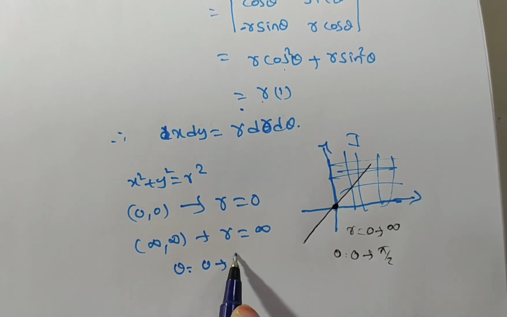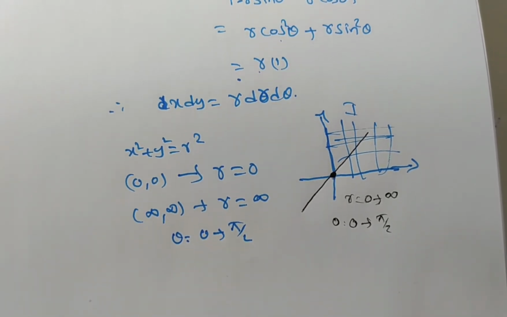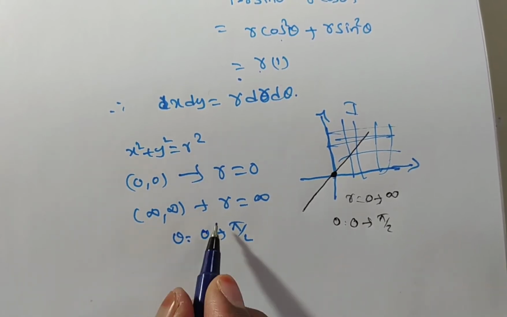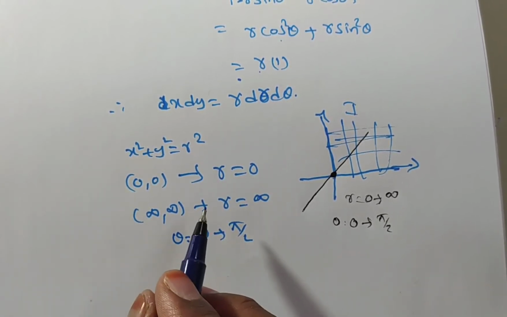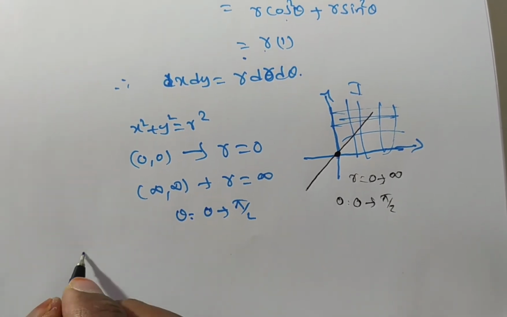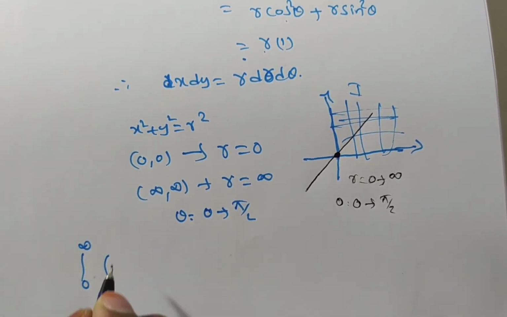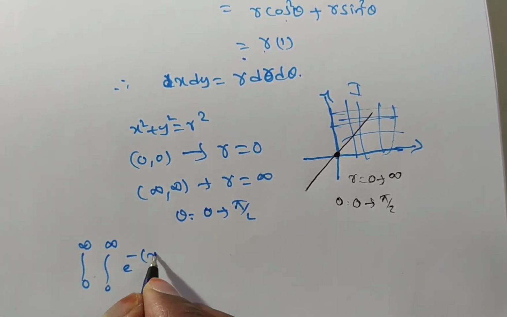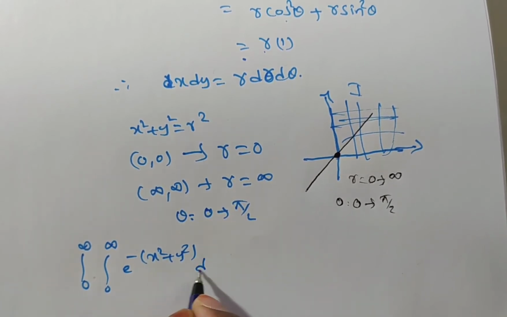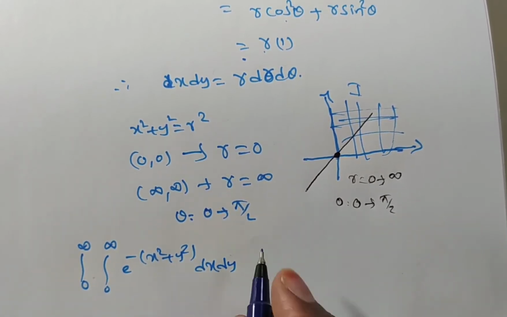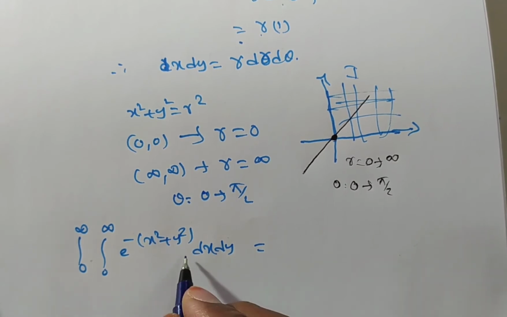0 to pi by 2. Is it clear for everyone? Now in this case we have the r value, theta value, x square plus y square value, everything. So I am substituting in the given problem, that is integral 0 to infinite, 0 to infinite e to the power of minus of x square plus y square dx dy. Right. This is the given problem.